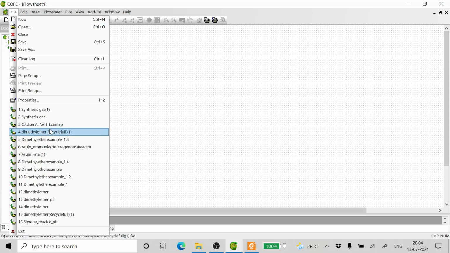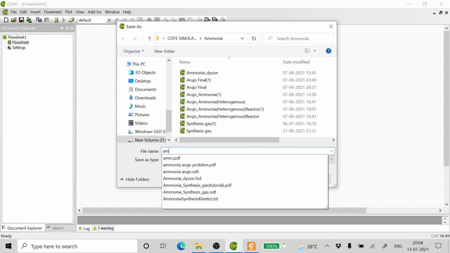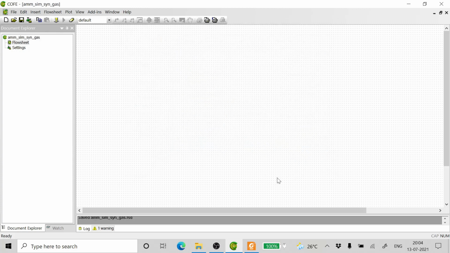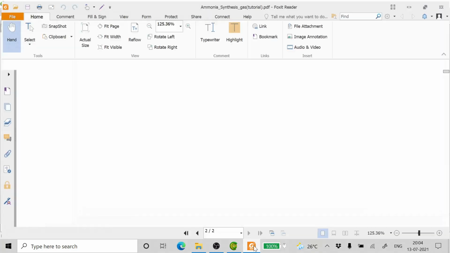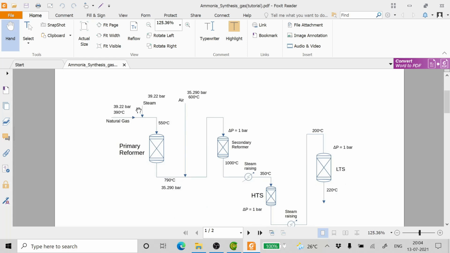It is always suggested that once you are done with setting the thermodynamics and the reaction packages, we save the flow sheet. So I click Save As and I name it Ammonia Simulation Synthesis Gas and click Save. Now we start constructing our flow sheet. We have natural gas mixing with steam and the resultant mixture entering the primary reformer.